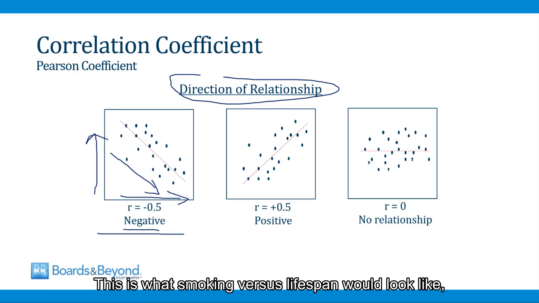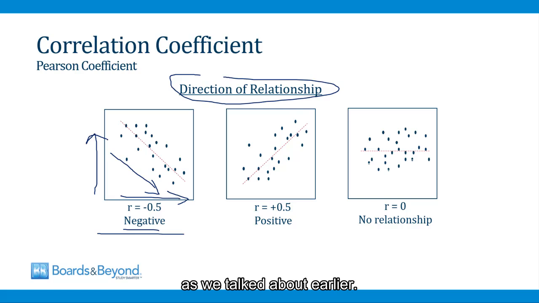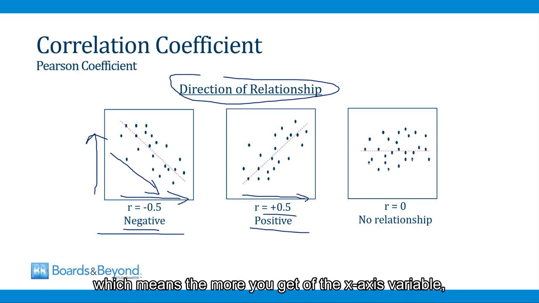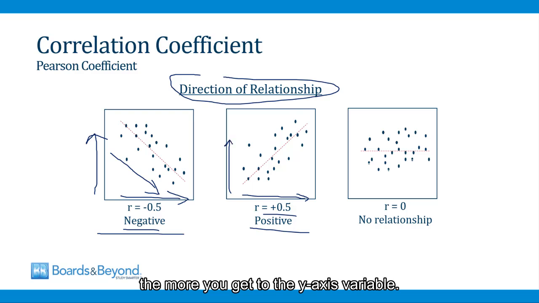The more you get of the variable on the x-axis, the less you have of the variable on the y-axis. This is what smoking versus lifespan would look like, as we talked about earlier. In the middle, we have a positive r value of +0.5, which means the more you get of the x-axis variable, the more you get of the y-axis variable. This is what the relationship between something like exercise and lifespan might look like.